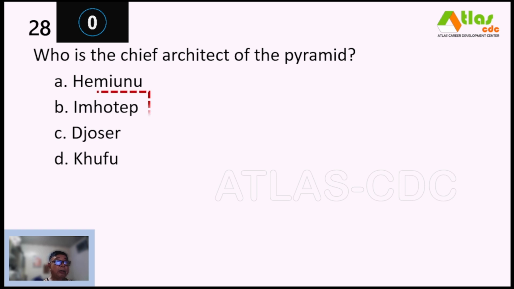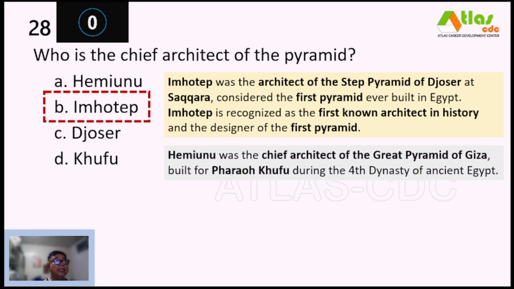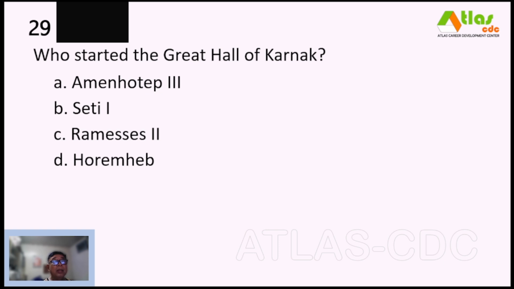And our correct answer is letter B, Imhotep. So Imhotep was the architect of the step pyramid of Djoser at Saqqara, considered the first pyramid ever built in Egypt. Imhotep is recognized as the first known architect in history and the designer of the first pyramid. Hemiono was the chief architect of the Great Pyramid of Giza, built for Pharaoh Khufu during the 4th dynasty of ancient Egypt.